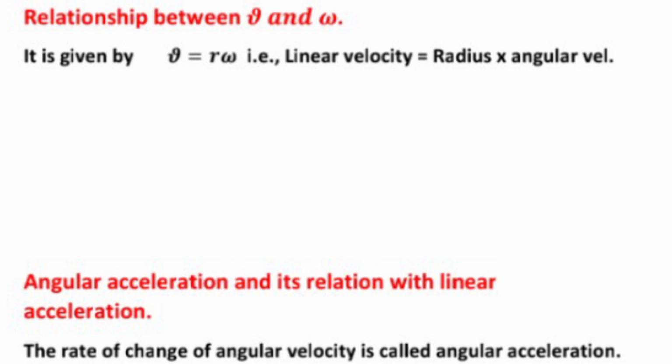Relation between v and omega. v equals r omega. Linear velocity equals radius into angular velocity. Omega is the angular velocity and v is the linear velocity.